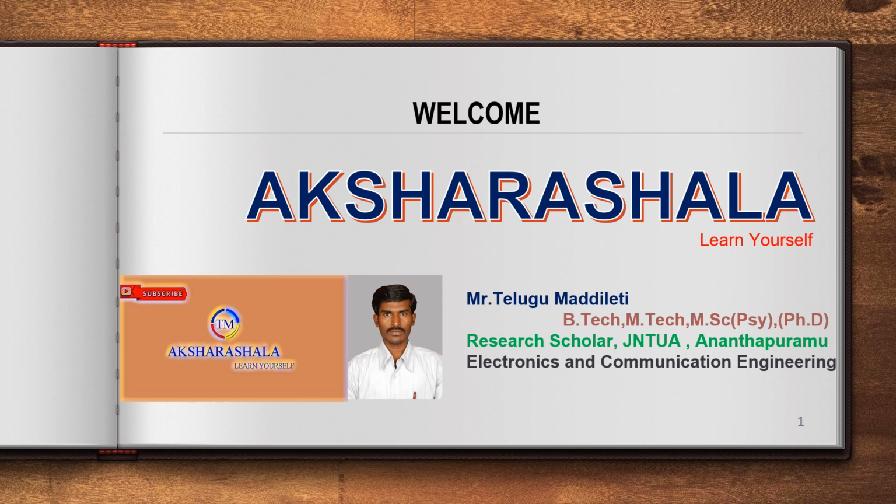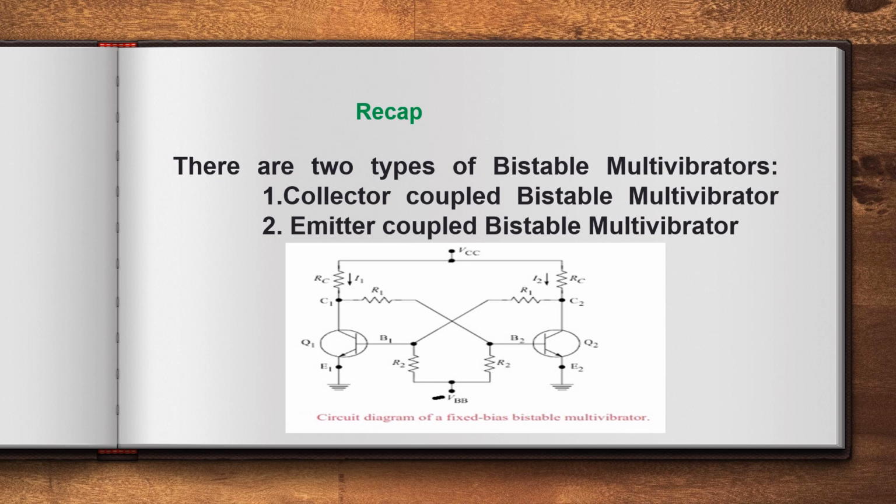In this session, we are going to talk about emitter coupled bistable multivibrator. In the last video, we have seen various types of bistable multivibrators. Bistable multivibrators are broadly classified into two types: collector coupled bistable multivibrators, and the second one is emitter coupled bistable multivibrator.